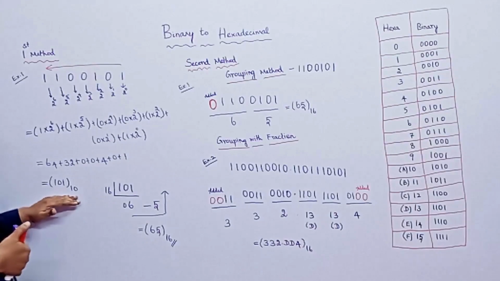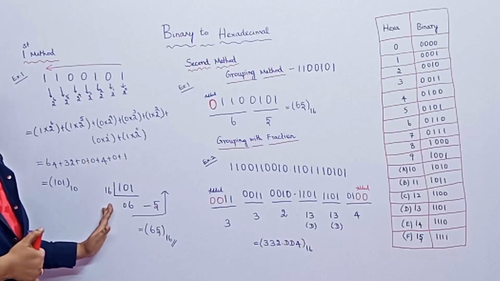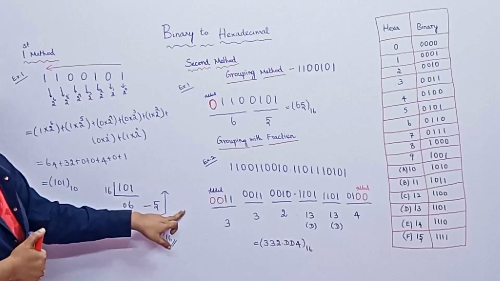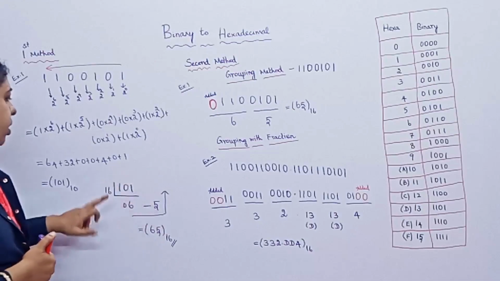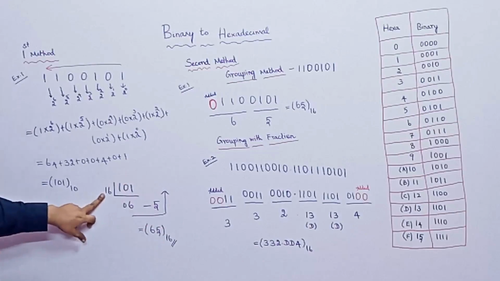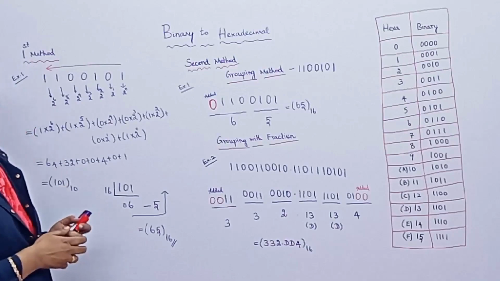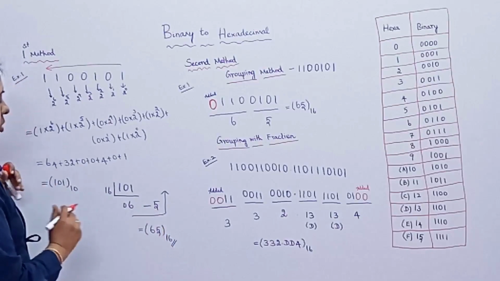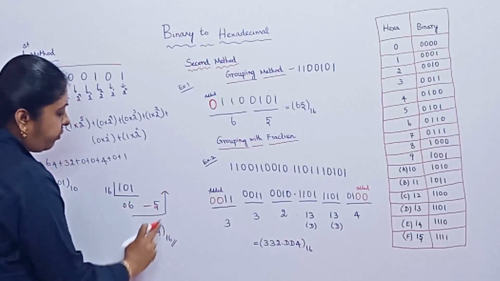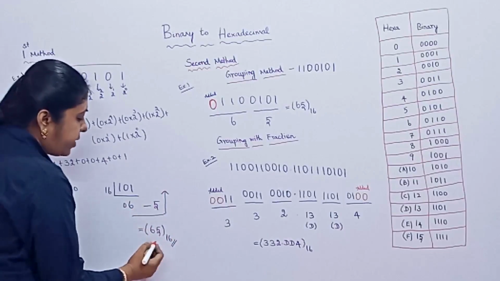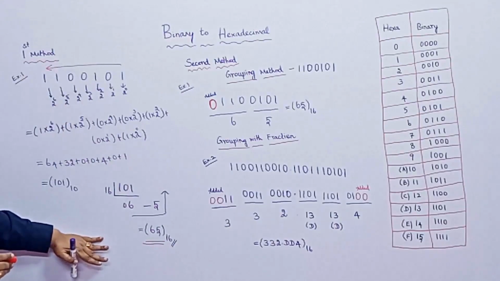After getting the decimal value, for converting to hexadecimal, we have to divide this number by 16 until it reaches a minimum value. The remainder has to be noted and the final value has to be written from the bottom to the top. So consider 101 and divide it by 16. Six 16s are 96 and the remainder is 5. So we have to write from the bottom to the top: 6, then the remainder 5. It is noted as 65 to the base of 16, which is the attained hexadecimal value. This is the first method.